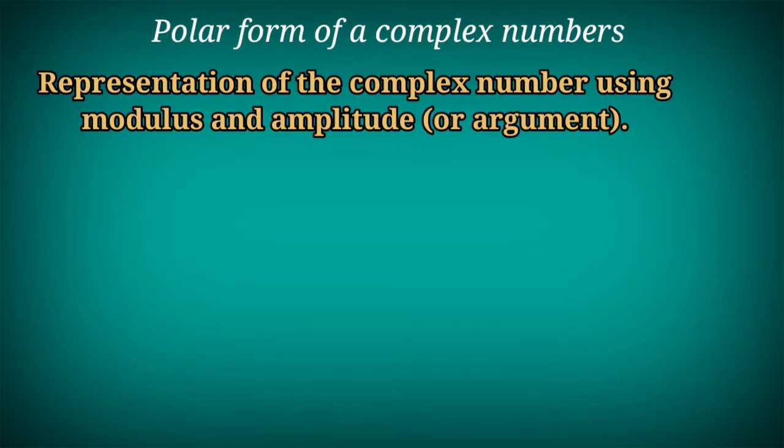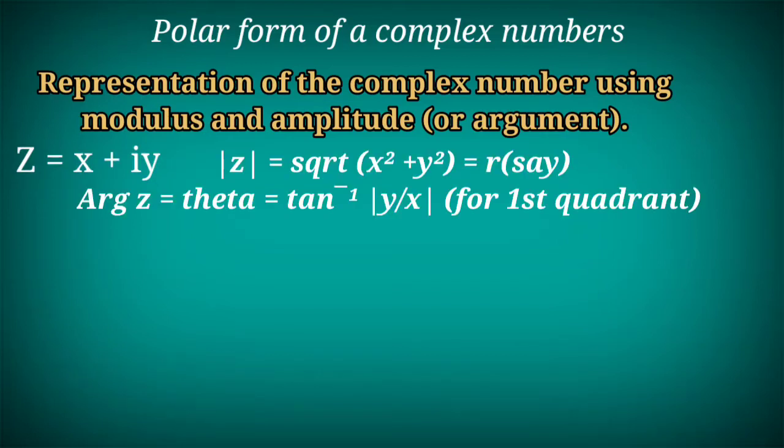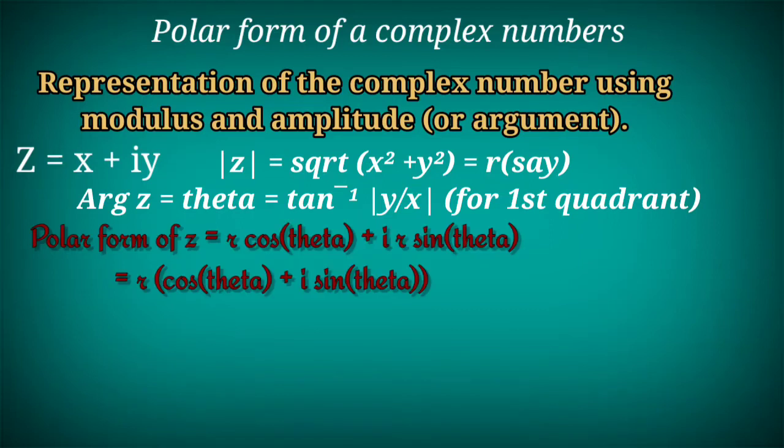Now the polar form of a complex number is the representation of that complex number using the modulus vector and the argument. So if a complex number is given as z equals x plus iy, then let's take its modulus as mod z and the argument as theta, then its polar form will be mod z into cos theta plus i sin theta. So if I denote mod z as r, it will be r cos theta plus i r sin theta, where r is the modulus of z and theta is the argument of z.